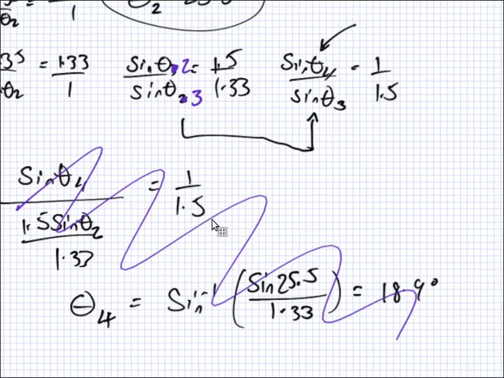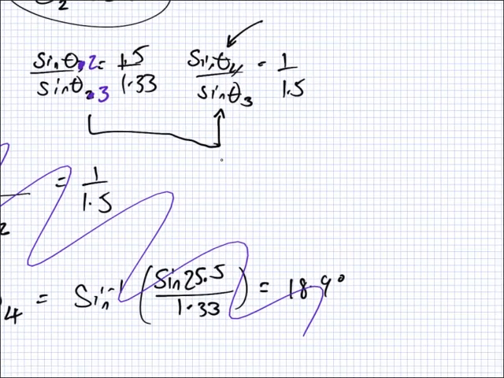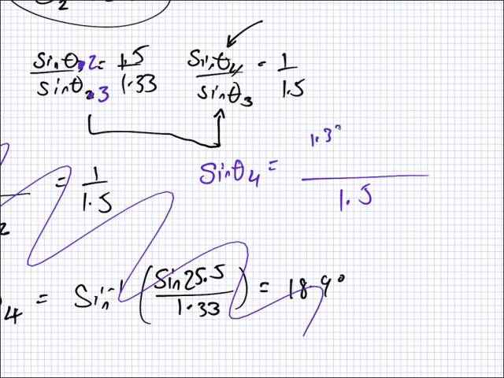So that means sine theta 4 equals 1.5 sine theta 3, and sine theta 3 is 1.33 over 1.5 sine theta 2. And what did we say sine theta 2 was? 25.5. Can someone check that, please? Oh no, they don't cancel, do they?